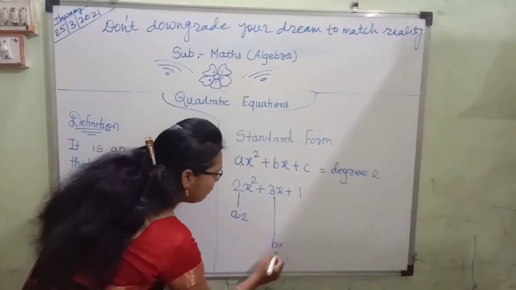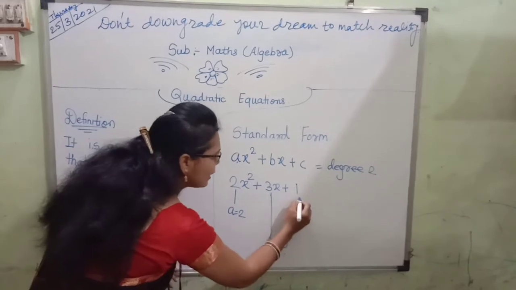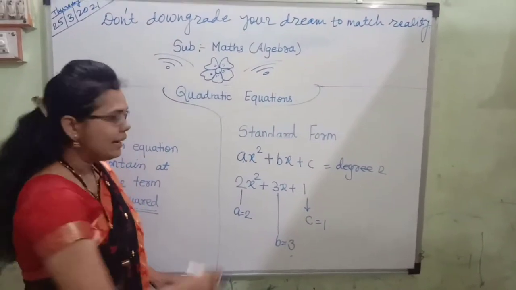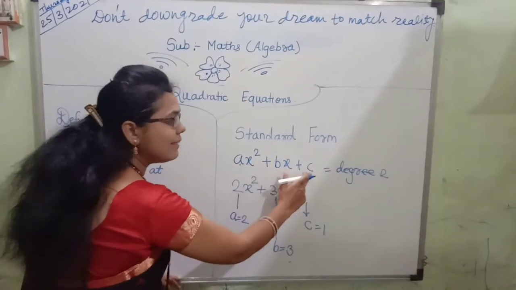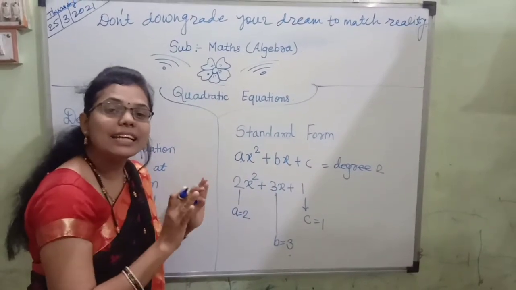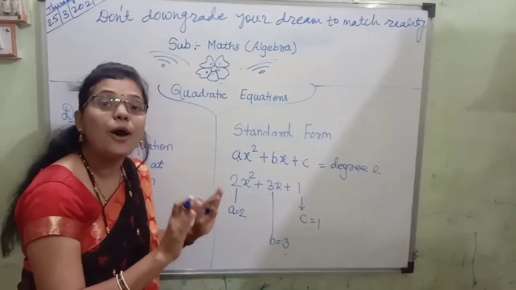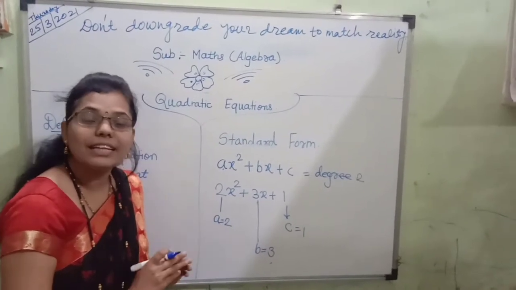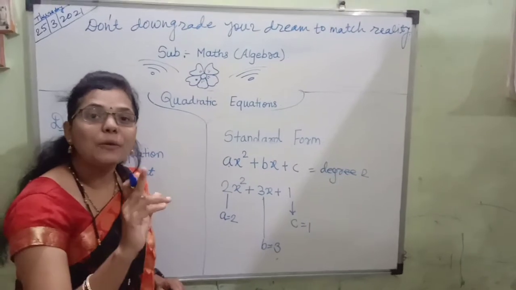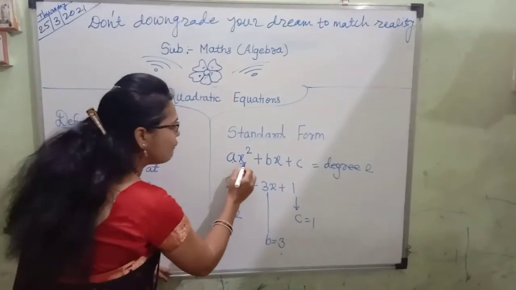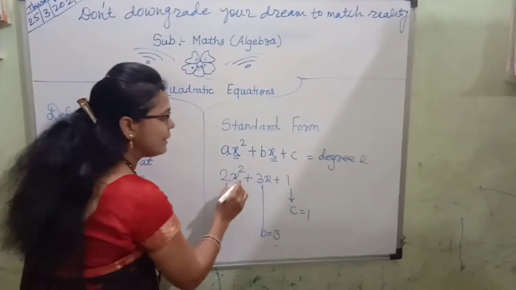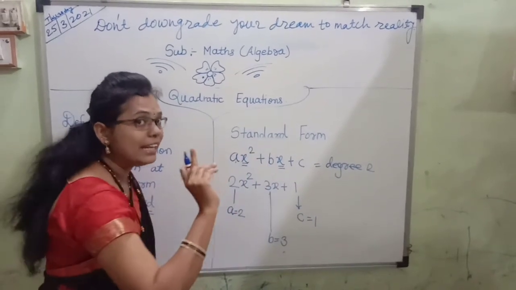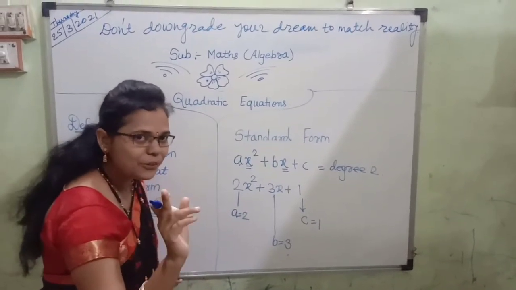Here the value of B is 3. And what is the value of C? C is equal to 1. It means A, B and C, these all three are numbers. It means they are coefficients. Only one variable repeats here, but only one time it is squared and the second time it is not. Understood everyone?